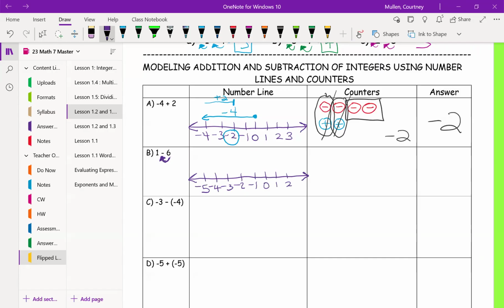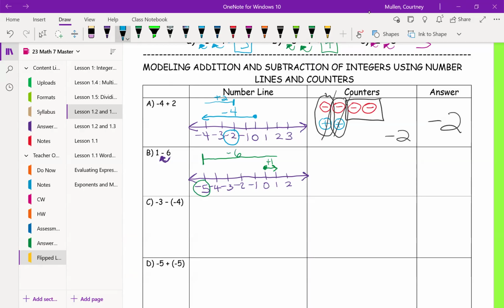So where do we start? 0, that's right. And where do we go first? 1, what direction? To the right, because it's positive. Then where? 6 more units in the negative direction. So 1, 2, 3, 4, 5, and 6. Where did we end up? -5.